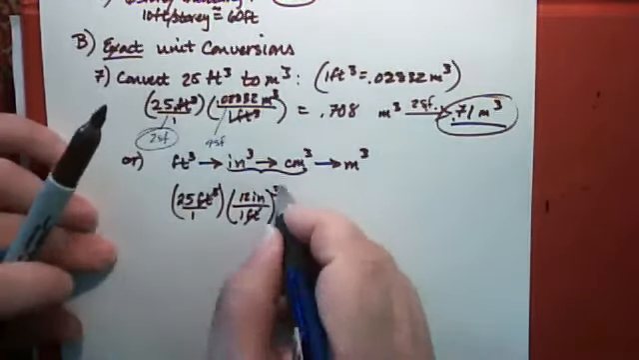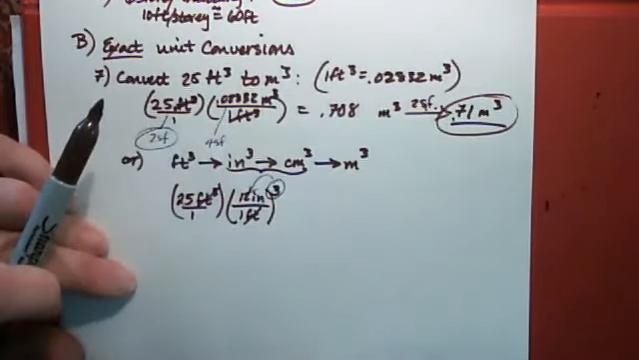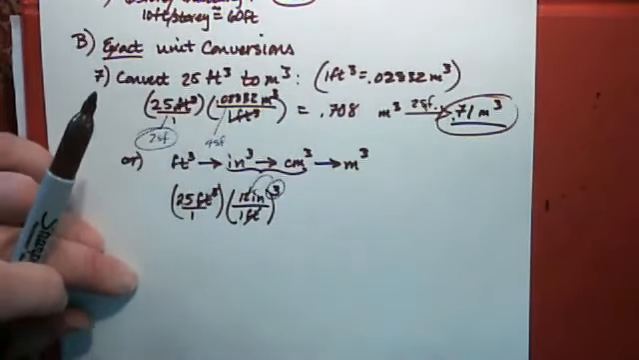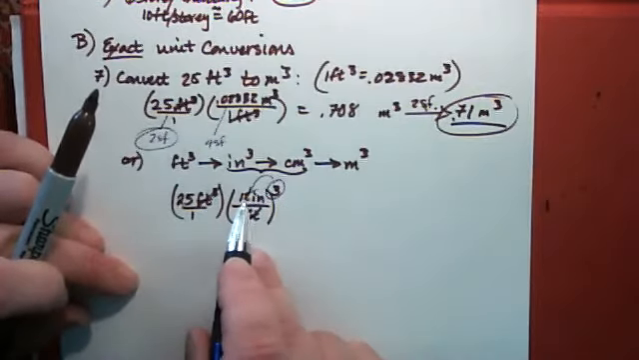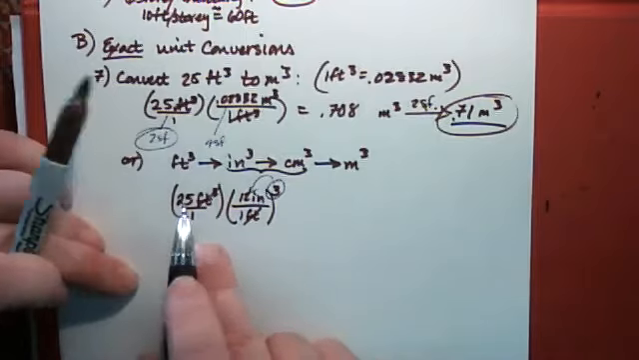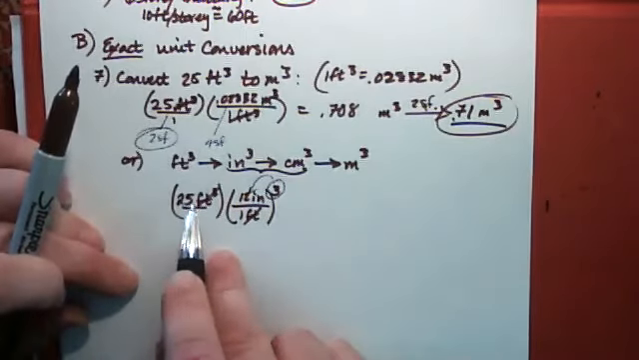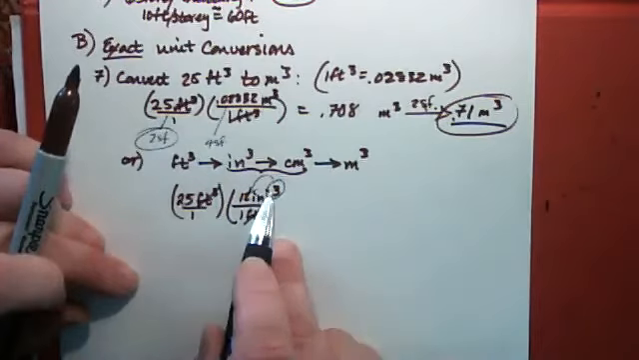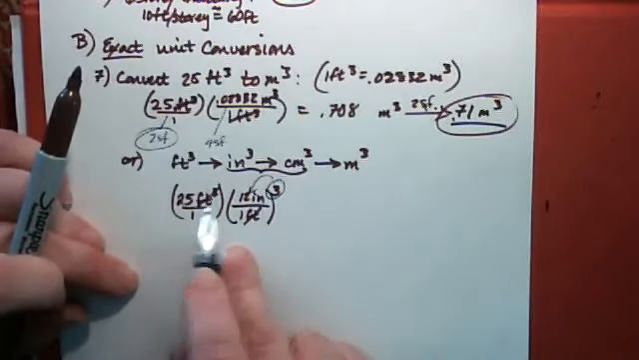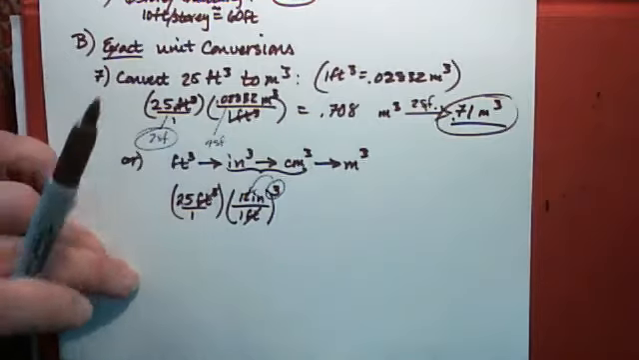And I'm just going to circle that conversion factor and draw an arrow to the 12 to remind me that when I multiply through, that 3 as an exponent also applies to the 12. So if you wanted to write down the number of cubic inches, it would be 25 times 12 to the third power, or 25 times 12 times 12 times 12, if you prefer to do it that way.